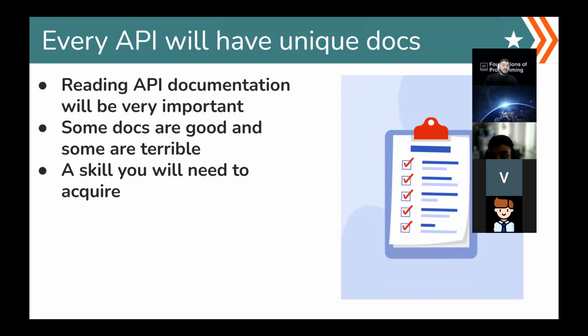In regards to APIs, as you saw yesterday when we visited the dog API, the cocktail API, and the Pokemon API, each one of these had documentation. Now, the documentation is going to vary, right?